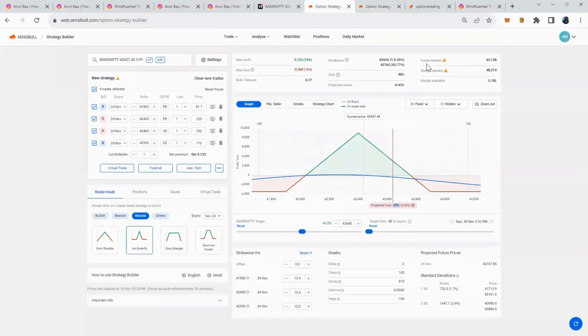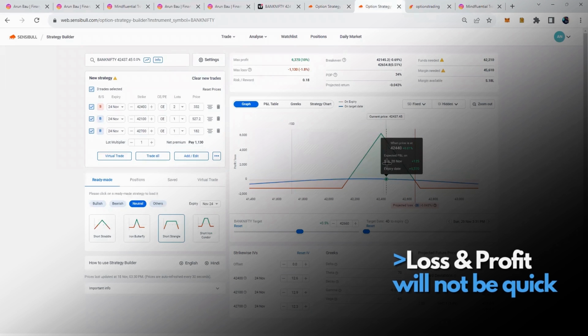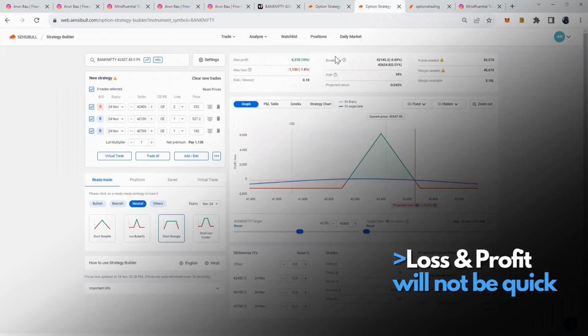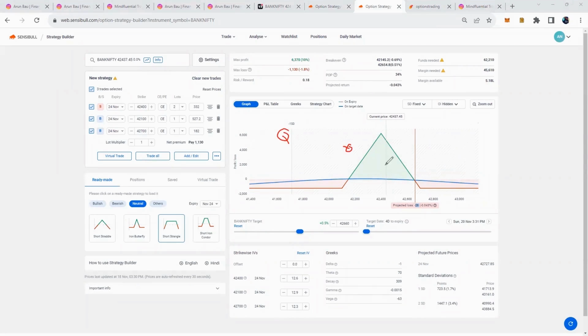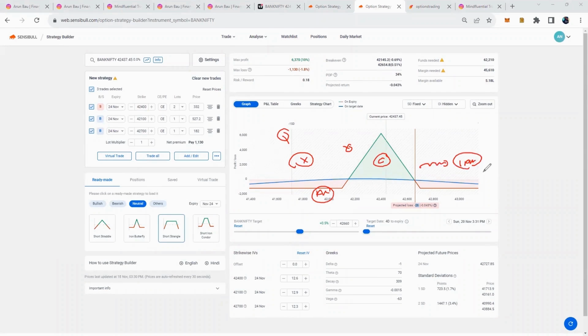So what happens in the case of the iron fly and this call butterfly strategy is, here the loss and profit will not be very quick. Profit you will not get quickly, loss also you will not get quickly. Even if the market is moving up or down, it will be almost neutral only. Mostly the call butterfly will give you profits. It will start giving you profit after 1 p.m. or after 2 p.m. Then what happens?